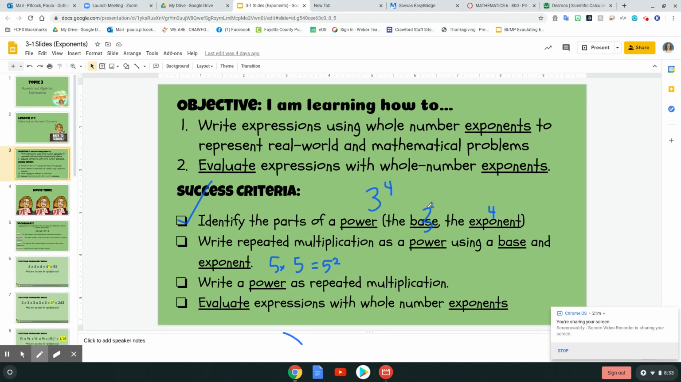You should also be able to take this power and write it as repeated multiplication. We didn't really go over that, but that's 3 to the power of 4. So you have 3 times itself a total of 4 times. It's 3 times 3 times 3 times 3. Dots mean multiplication. Evaluate means find the answer. So when you put this in the calculator, you would get 25. Okay, those are the things we should be able to do today.